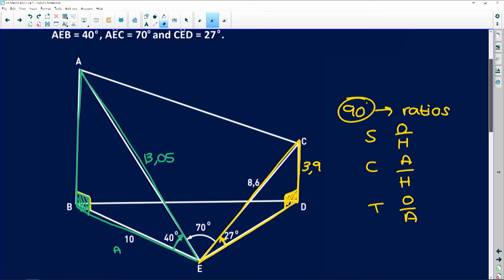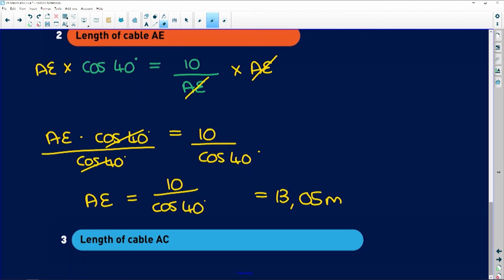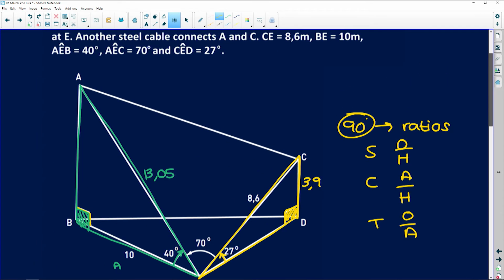So now, last question. Calculate the length of cable AC. So let's have a look. AC. Okay, so AC is this cable over here. Hopefully everybody can see the blue on the blue background. Okay, it falls under this triangle here.